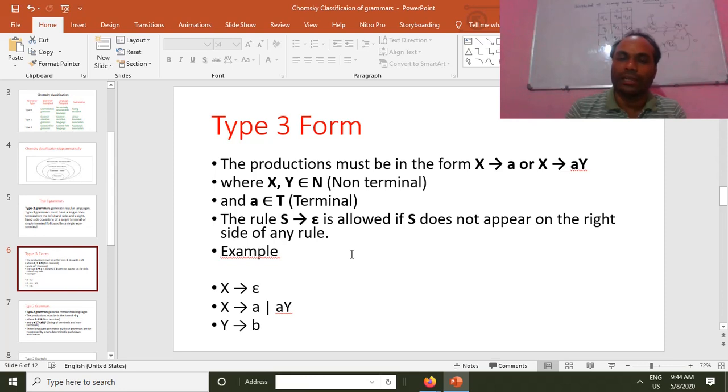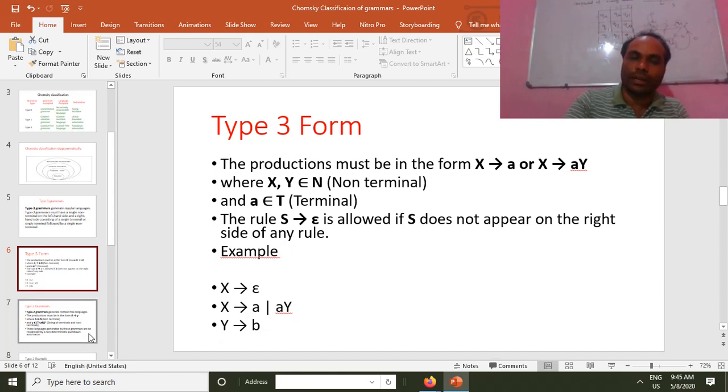Here capital X and Y are acting as non-terminals. Generally in grammars, non-terminals are represented with capital letters and terminals with small letters. Here small a is the terminal symbol. And here the start symbol may also produce epsilon. So this is the basic grammar: capital X may be epsilon, or small a followed by capital Y, or you may give small b also. These are either a terminal or a terminal followed by a non-terminal. So this is the basic representation of the type 3 grammars.